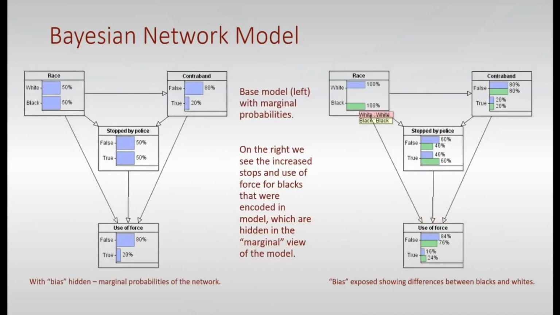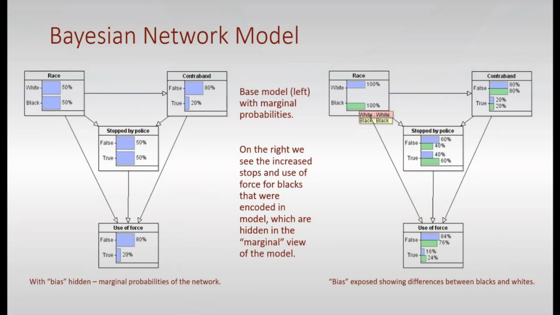Now, if you look at the marginal probability in the network model on the left, you can see that there's no evidence of bias. Basically, race is balanced. So contraband 80-20, stop by police 50-50, use of force is 80-20. But on the right, you can see where the hidden bias in the model starts to display itself.